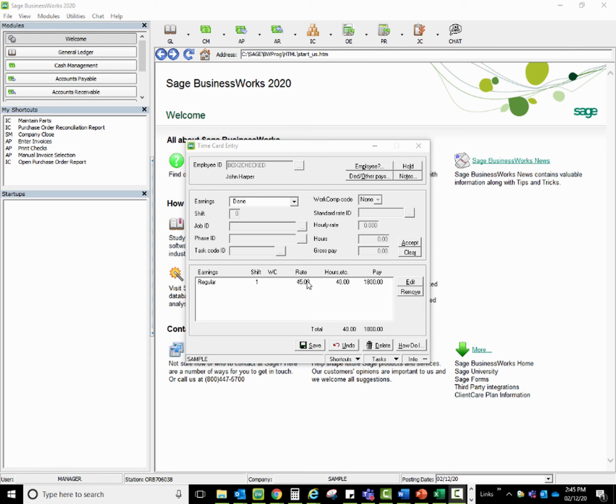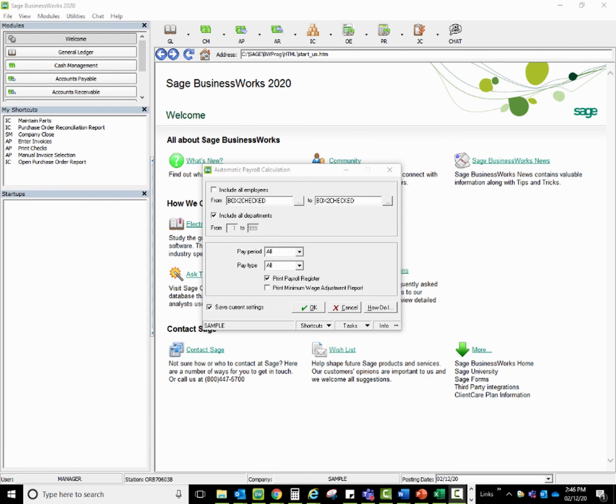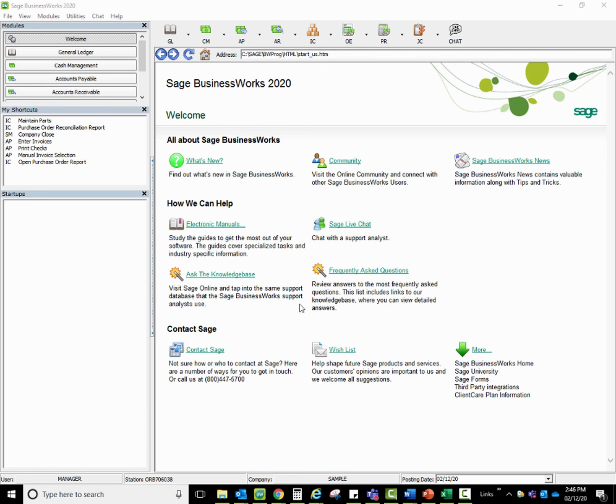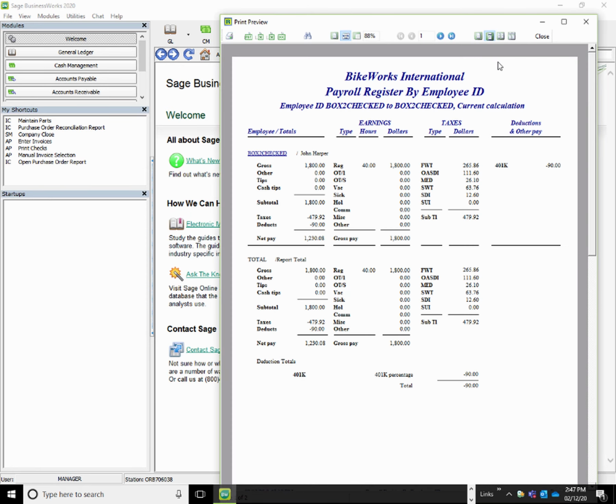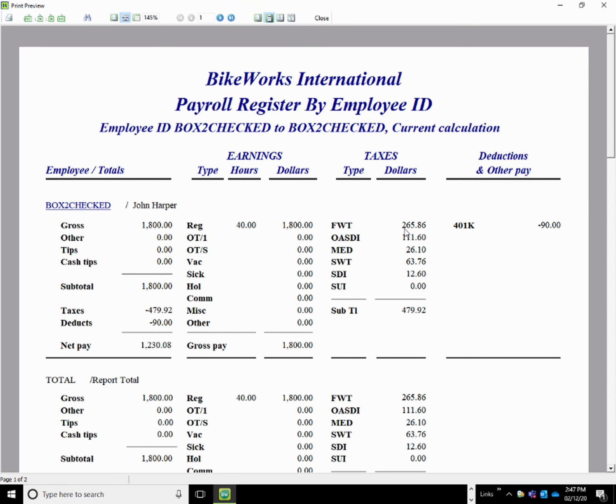Our time card entry will look like this. We have 40 hours entered at a rate of $45 per hour for gross wages of $1,800. We're going to use the automatic payroll calculation under Payroll Processing, Automatic Payroll Calculation to calculate the Federal Income Tax Withholding. Let's preview to take a look at the tax calculated. Let's make this a little bit bigger, and we can see $265.86 has been calculated. Using the annual tables, let's see how the tax should be calculated.